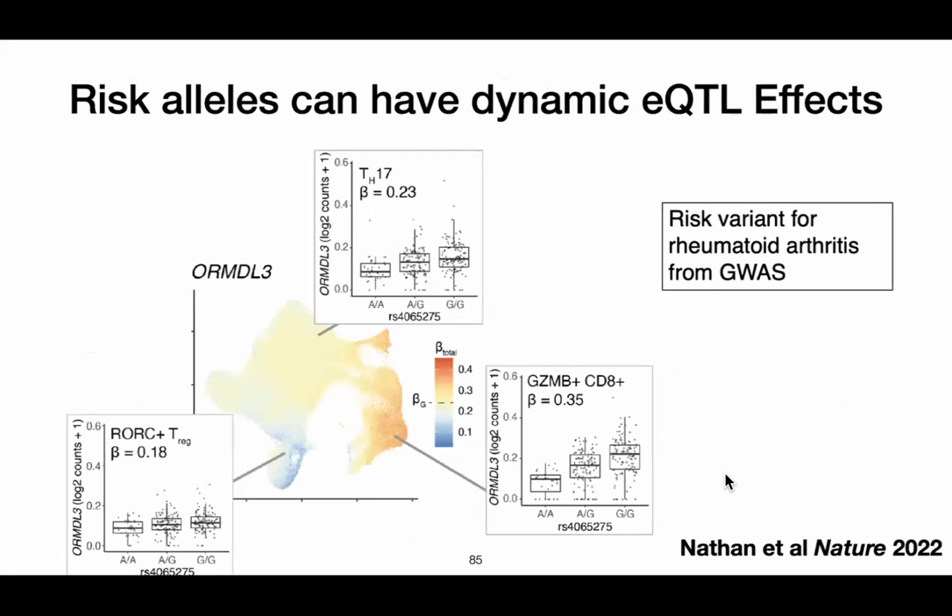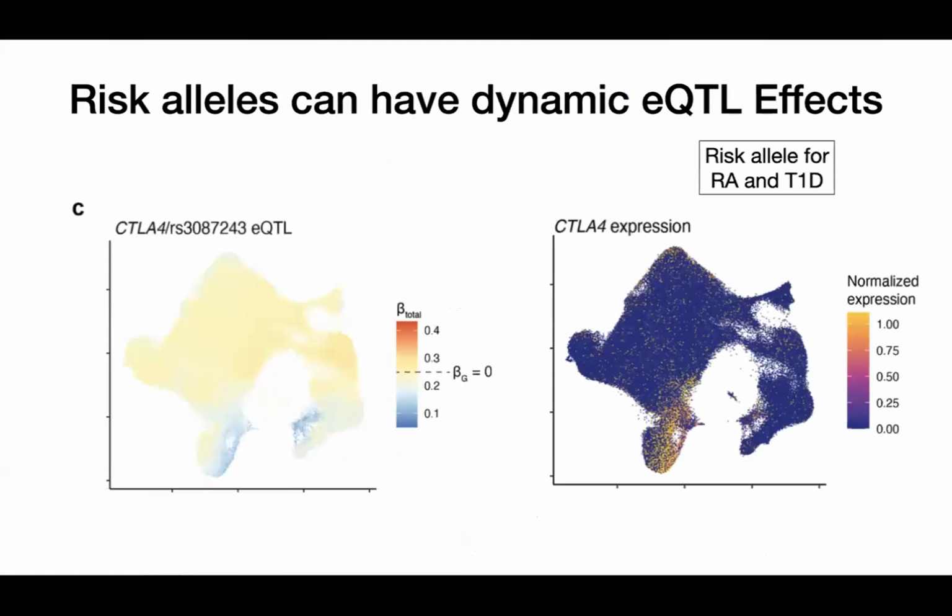And indeed, we see that there are these dynamic eQTLs for some important genes like ORMDL3. What you see is not so much association with gene expression in a lot of cell types, but in cytotoxic T cells, there's a strong association.